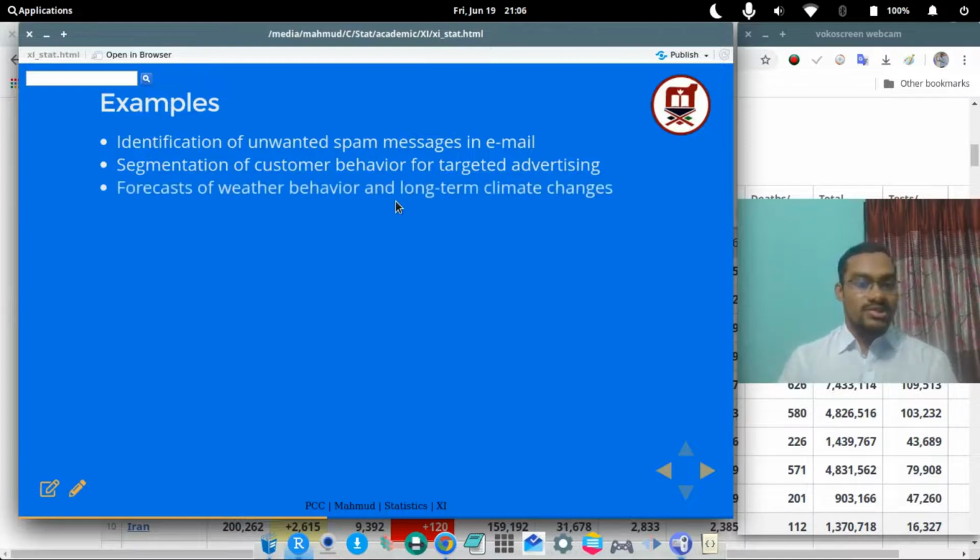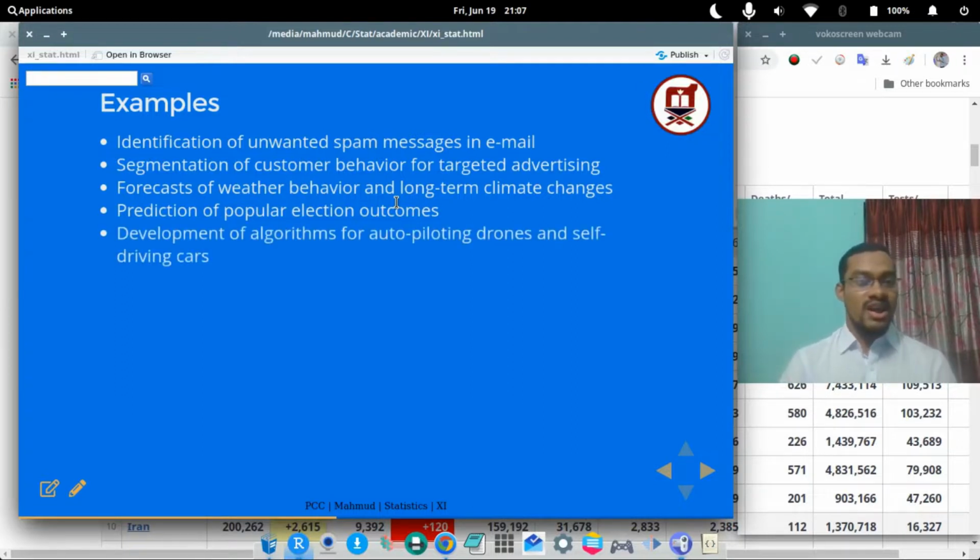Some other examples are forecast of weather behavior and long-term climate change. You are very familiar with this application, so we are not going to elaborate on it. And prediction of election outcomes. You know that during the last American election, when Trump won, it is known that the statisticians employed by Trump were very good, better than those employed by Hillary Clinton. So they knew what to do to win the election, and it is a very popular application. Other applications are development of algorithms for autopiloting drones and self-driving cars.